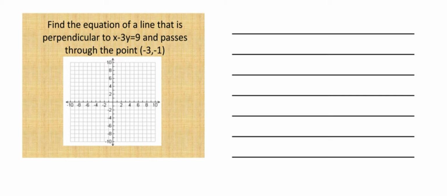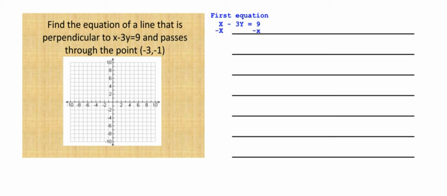Finding the equation of a line that is perpendicular to x minus 3y equals 9 and passes through the point (-3, -1). Okay, let's start first with the equation. We have x minus 3y equals 9. That's the equation we were given.